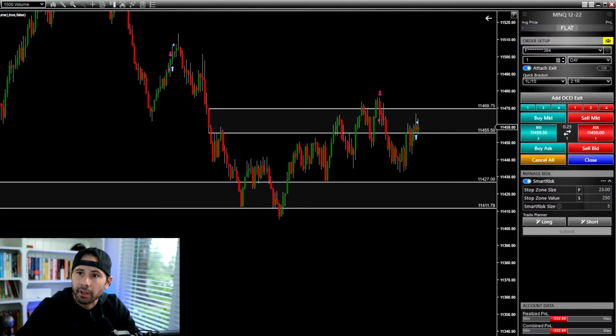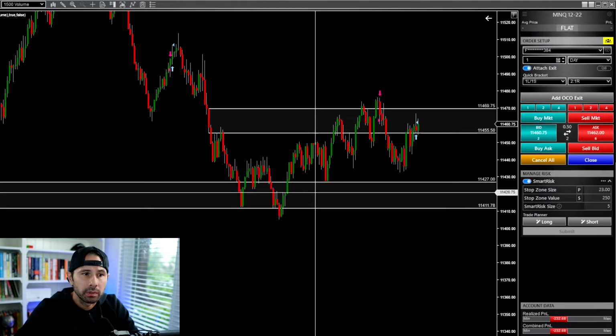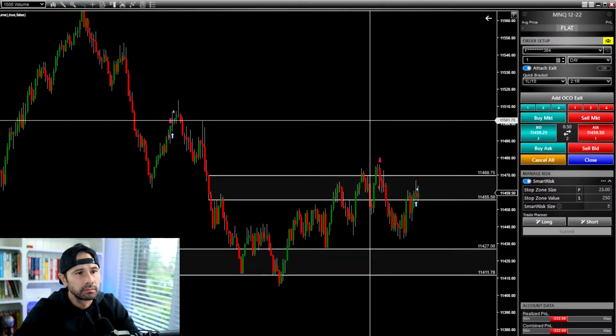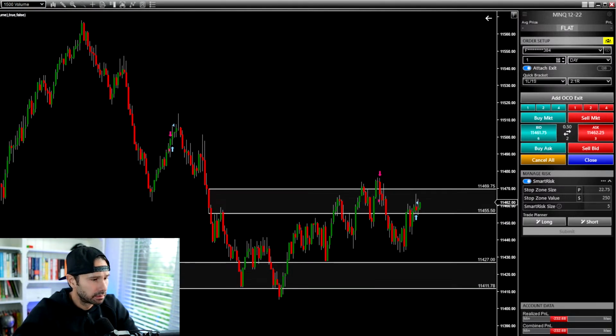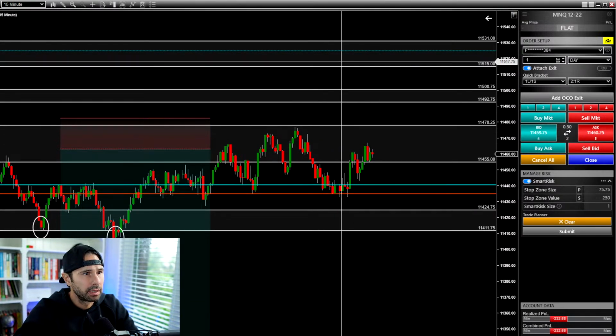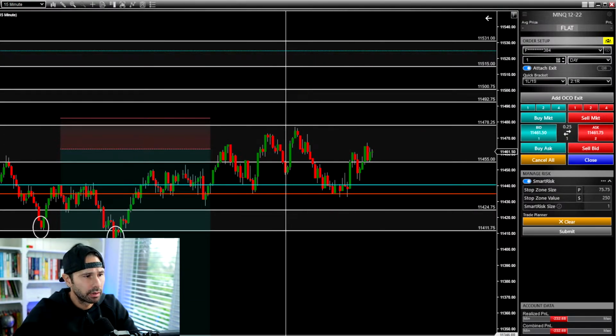very choppy price action. I wouldn't short this again right here. If I want to short, might be up here, might be up here, close to the overnight.